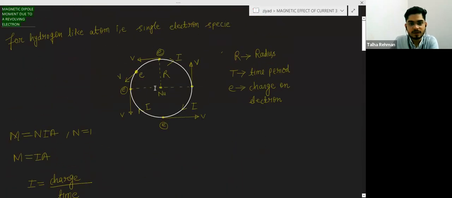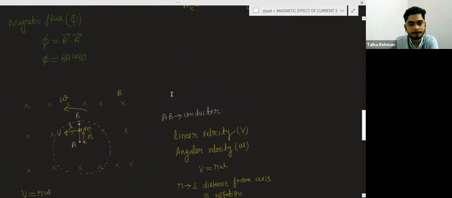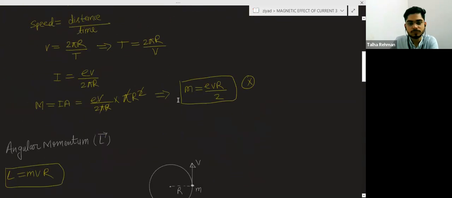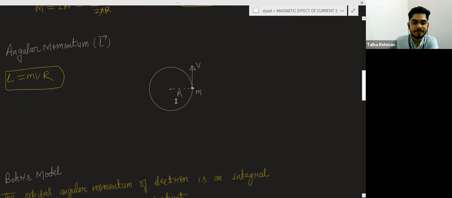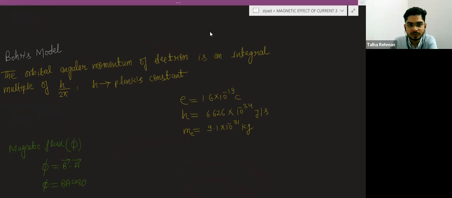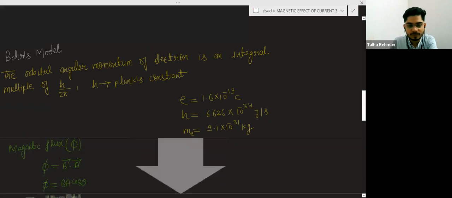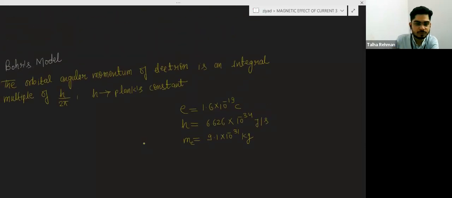And remember this point also, this angular momentum. What is the angular momentum of a particle moving in a circle? I have written the definition of the key point of the Bohr's model. According to the Bohr's model, the orbital angular momentum of an electron is an integral multiple of h upon 2 pi, where e is the charge of the electron and h is the Planck constant. Now I will derive a relation between the angular momentum and the magnetic moment.